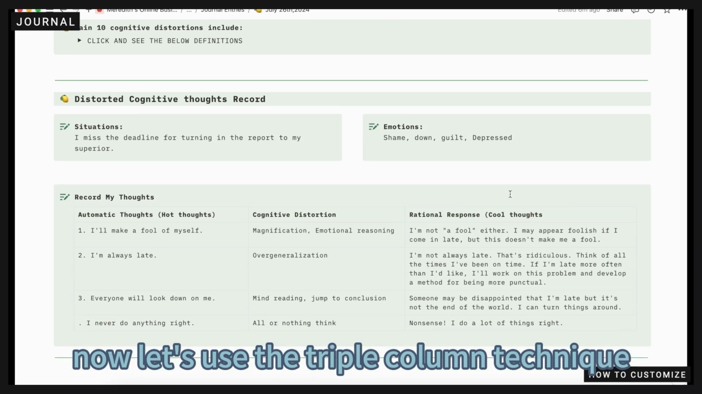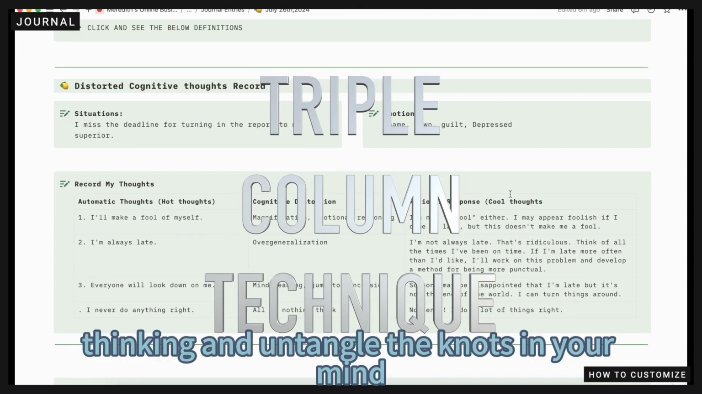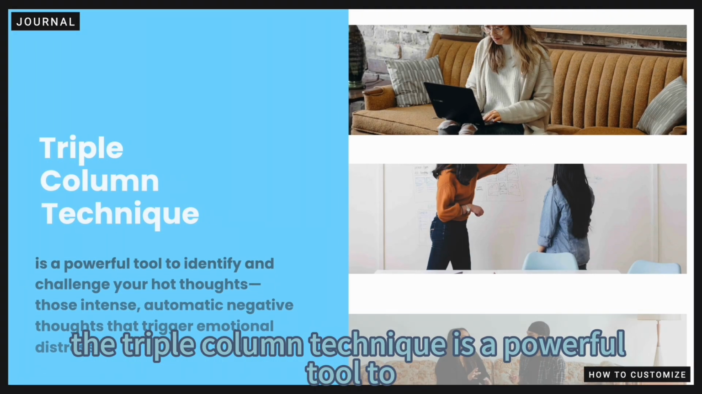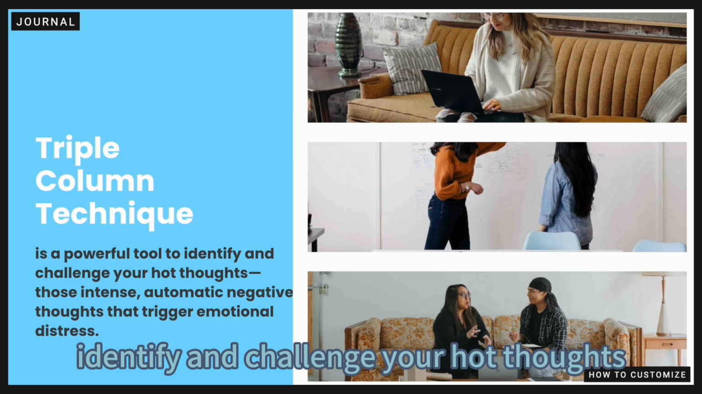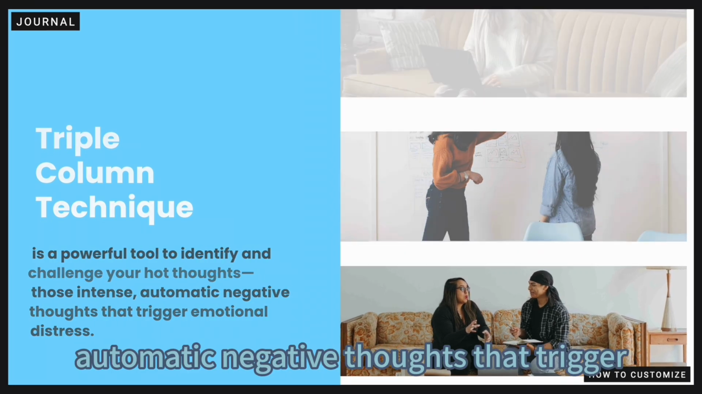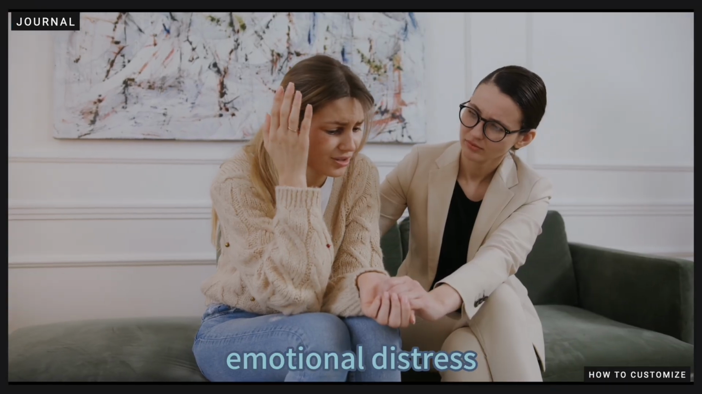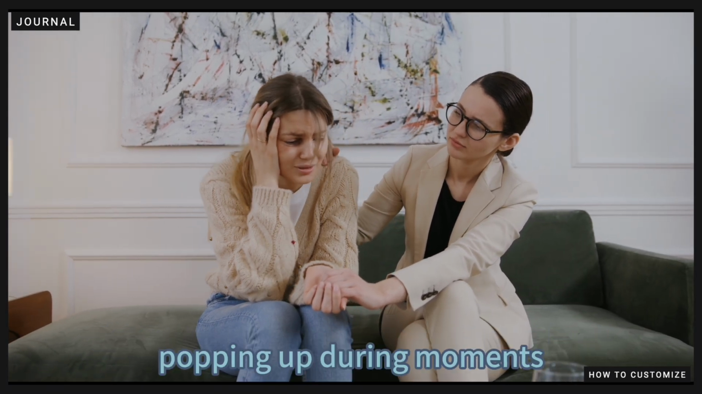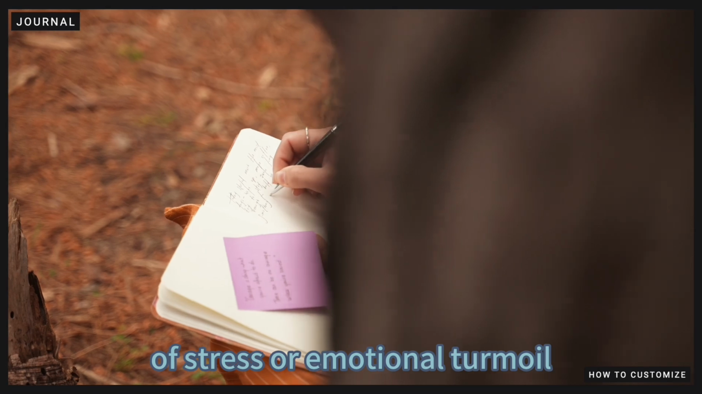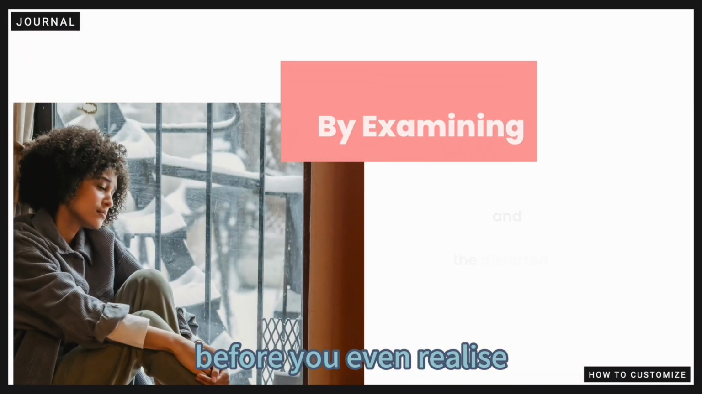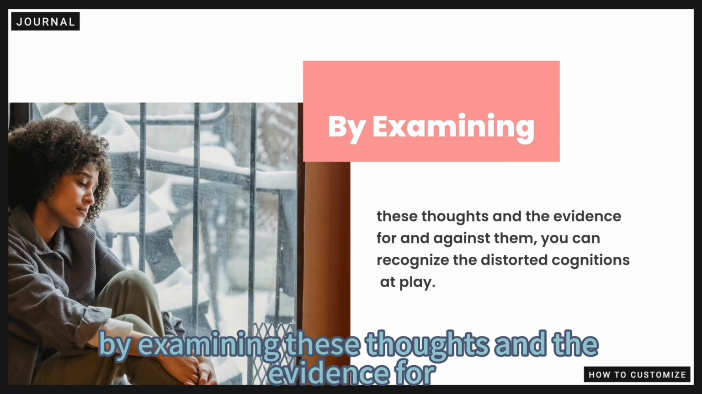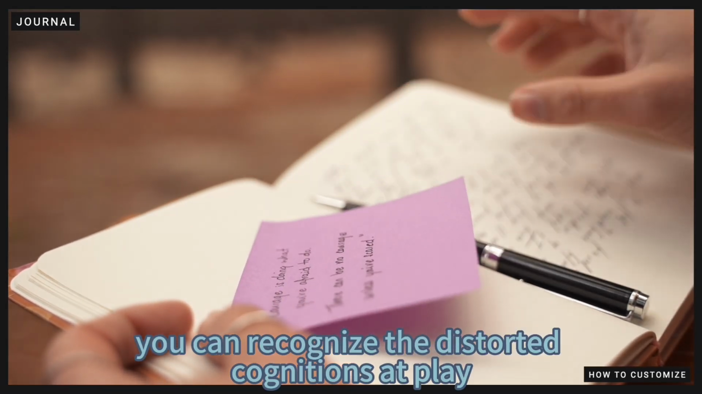Now, let's use the triple column technique to restructure your thinking and untangle the knots in your mind. The triple column technique is a powerful tool to identify and challenge your hot thoughts, those intense, automatic negative thoughts that trigger emotional distress. These thoughts are often irrational and exaggerated, popping up during moments of stress or emotional turmoil before you even realize.